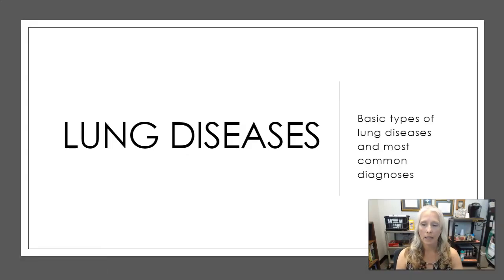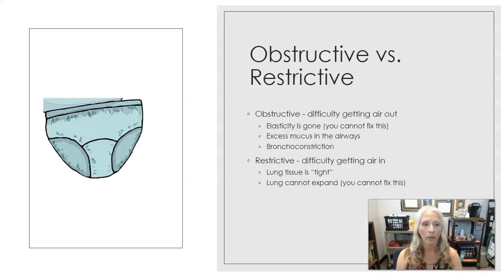Going into the lung diseases now and the most common types of lung diseases, we're going to start by looking at big categories. You have obstructive lung diseases, which make it very difficult to get air out of the lungs. The picture over here is supposed to be a pair of worn out underwear, and the elasticity is gone. If you have a pair of underwear and they're all stretched out, then you can't really fix that. It's never going to go back to its original shape.